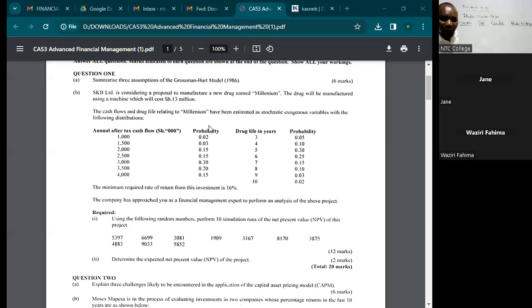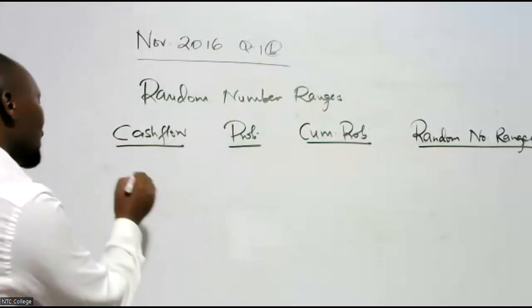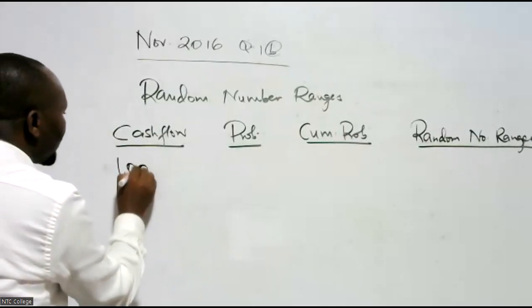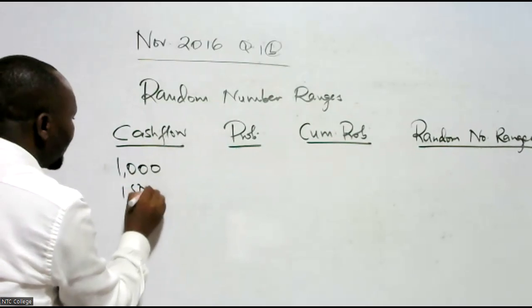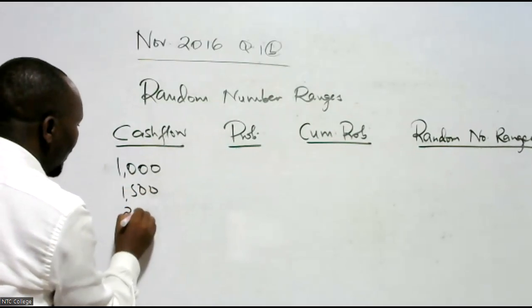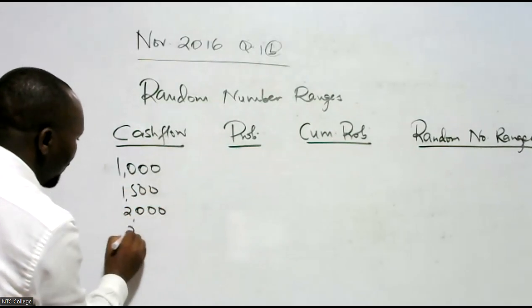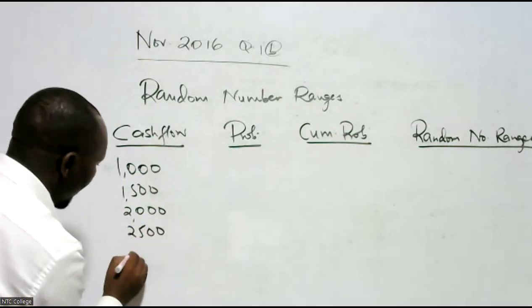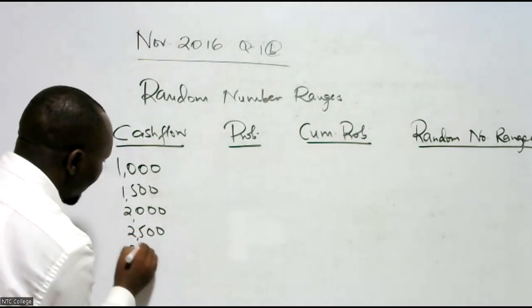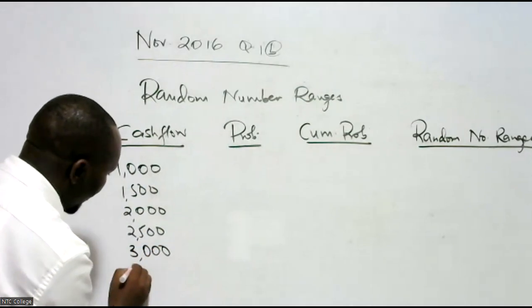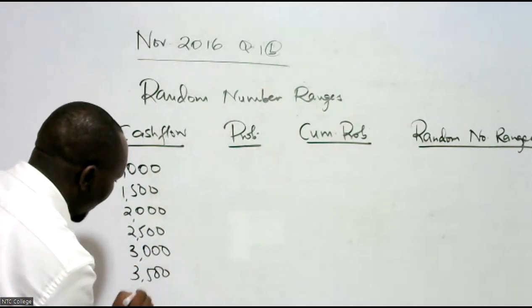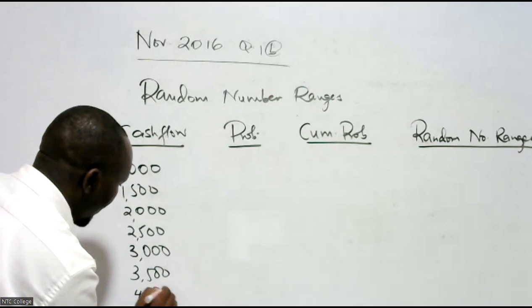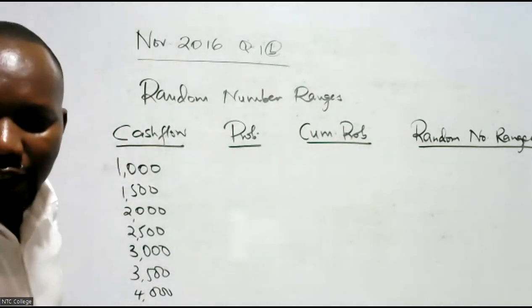So let's proceed. So we have our 1,000, 1,500, 2,000, 2,500, 3,000, like that, add 4,000. That is easier. We can do that. So we start with 1,000. Then we have 1,500. Then we have 2,000. Then we have 2,500. Then we have 3,000. We have 3,500. We have 4,000. That was quite easy, right?